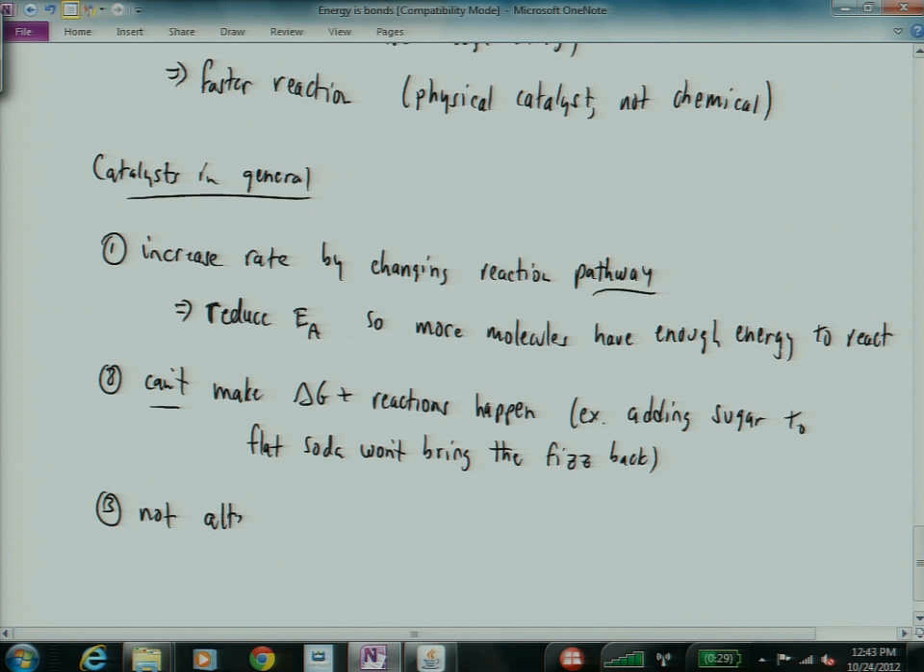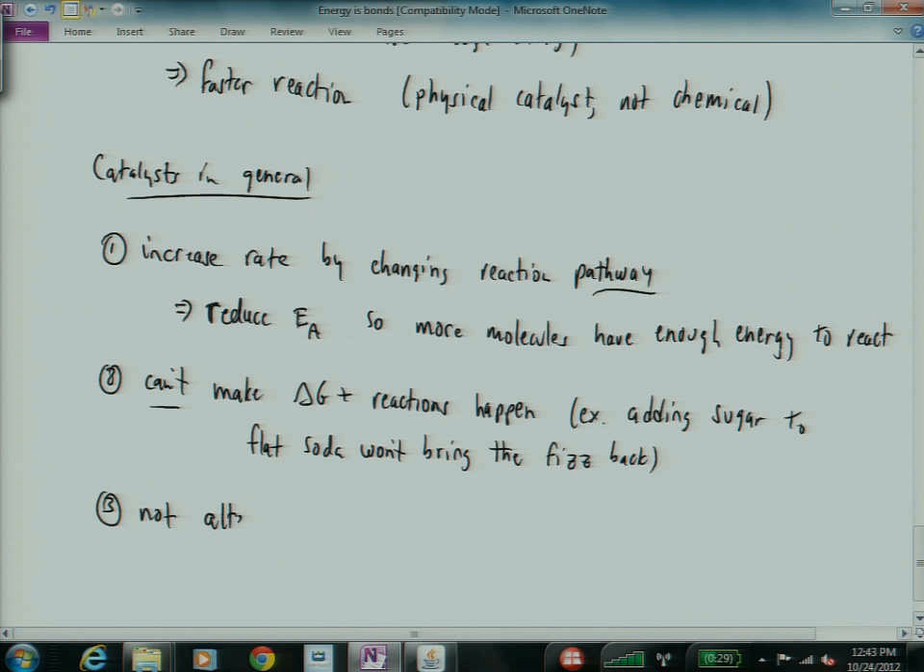Are there catalysts that make delta G positive reactions happen? No, it's thermodynamically impossible. You cannot go energetically uphill. You cannot go from unstable to stable. I'm sorry, from stable to unstable without putting energy in. So a catalyst can't help you, only for delta G negative reactions. They're not altered by the reaction.